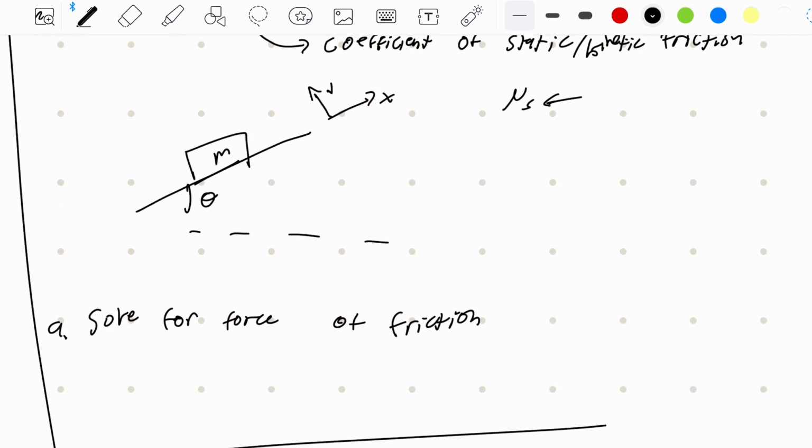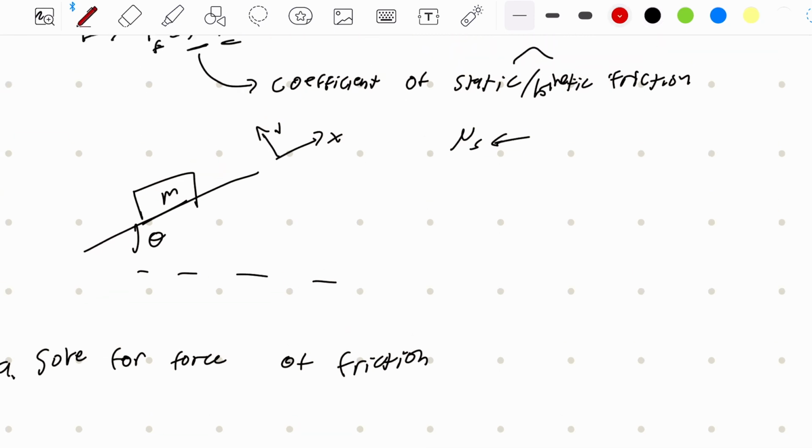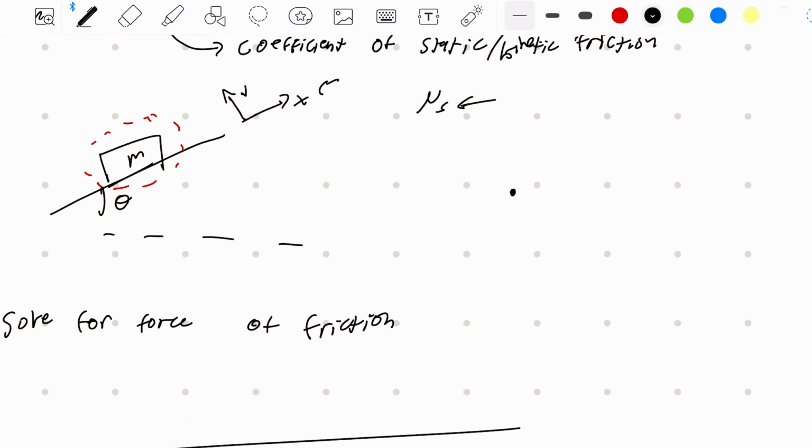Well, the force of friction, let's do our steps first. So, first thing we're going to do is isolate this box. We have the axis already set up there, so we'll draw a free body diagram. So we have our point. Gravity always goes down the page. Normal force goes normal to the surface.